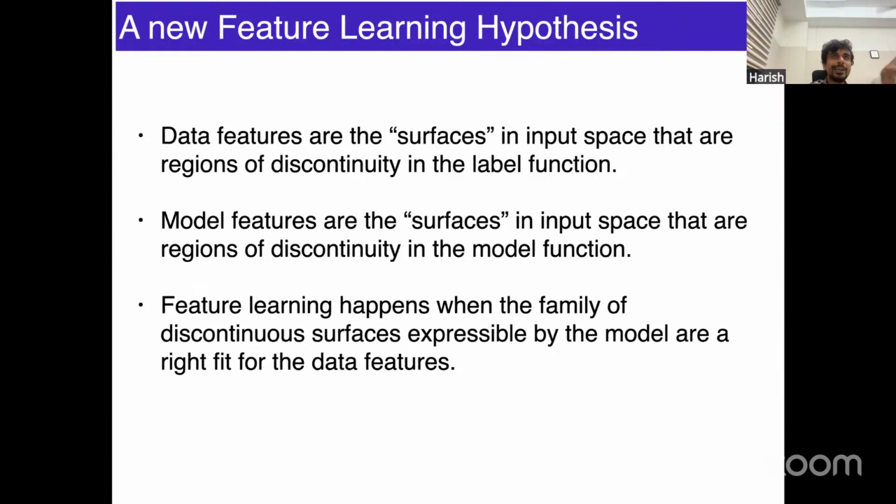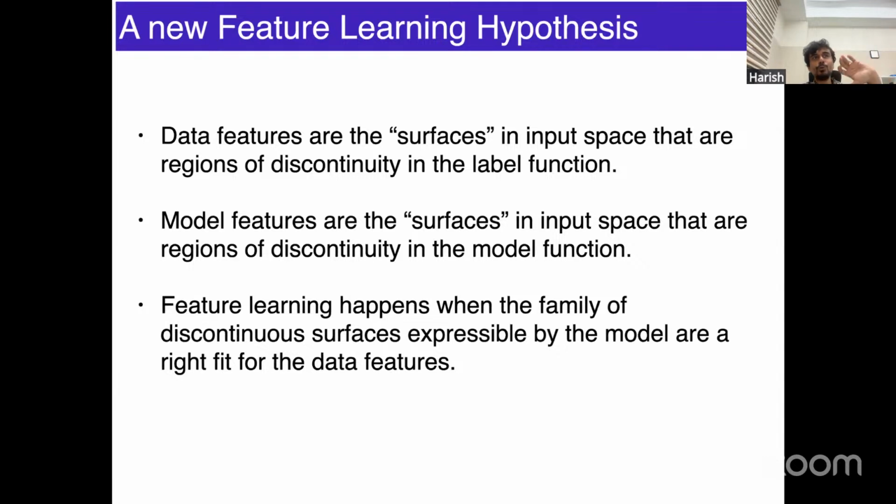These two slides are the main setups for why we do the work that we do. The first thing is that we say that data features are simply surfaces in input space that are regions of discontinuity. Similarly, model features are also surfaces in the input space that are regions of discontinuity in the model function. So the difference between data features and model features simply becomes the difference between a label function and the model function. We say that feature learning happens when your family of discontinuous surfaces expressible by the model are a right fit for the data features.